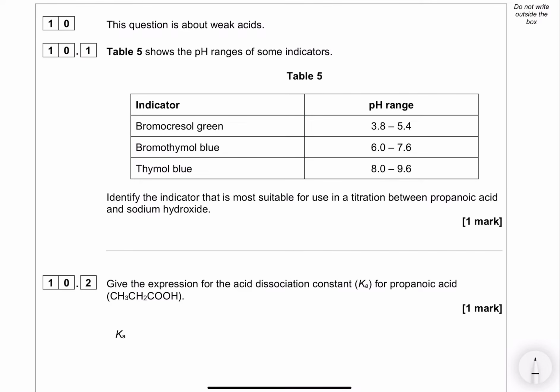This question is about weak acids. Table 5 shows the pH ranges of some indicators. Identify the indicator that is most suitable for the titration between propanoic acid, which is a weak acid.